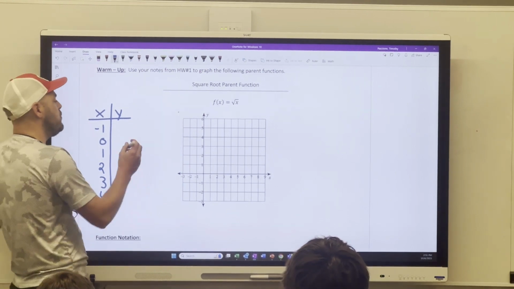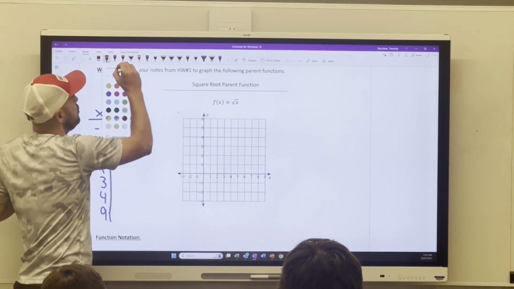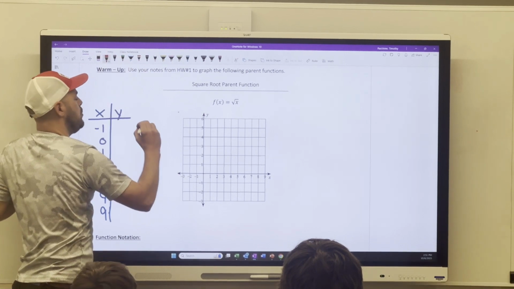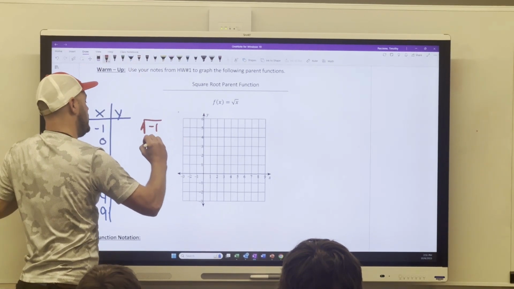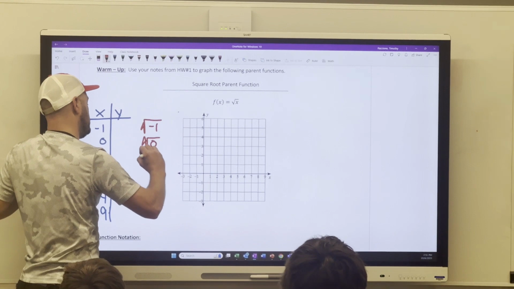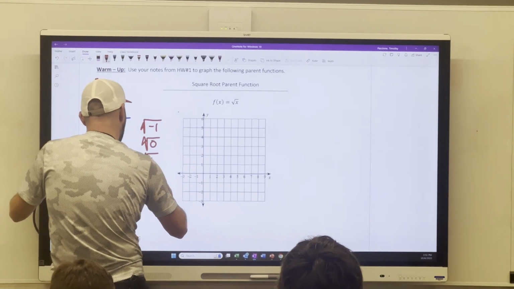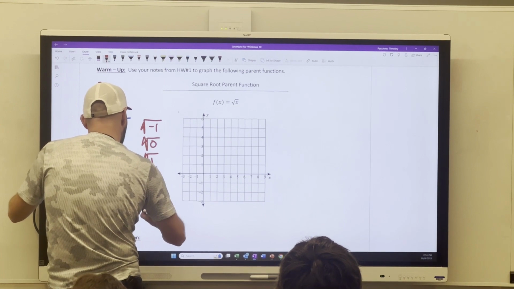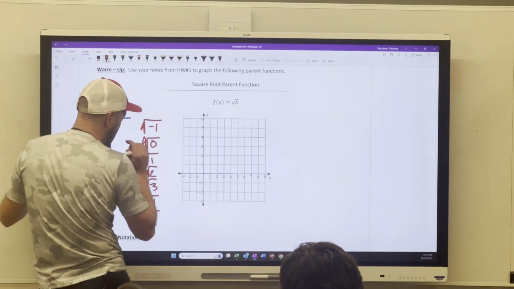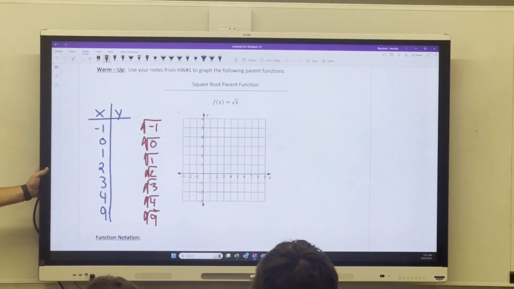All right, so for every one of these, I'm going to square root it. So the square root of -1, the square root of 0, the square root of 1, square root of 2, square root of 3, square root of 4, square root of 9. You have to write that a million times, right? You know what you're doing.